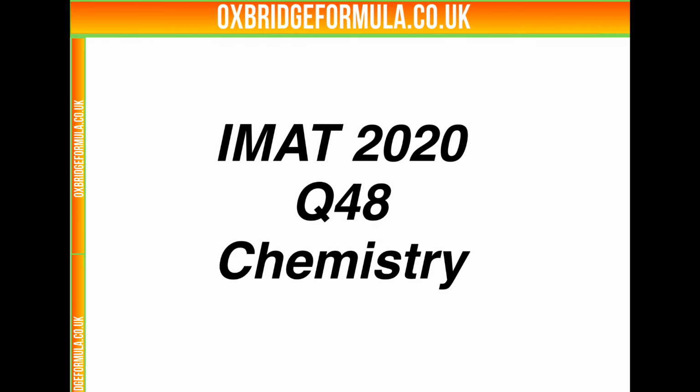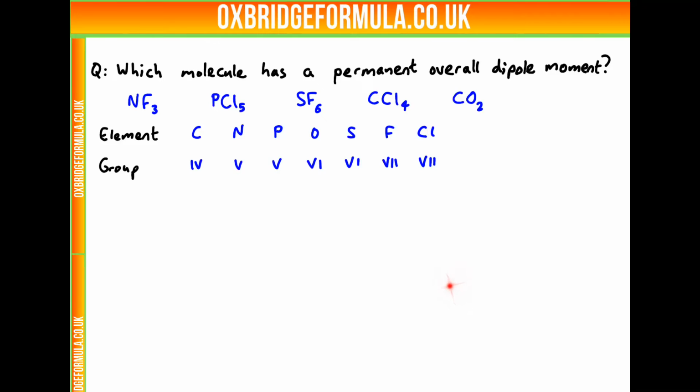This is question 48 on chemistry from the 2020 IMAT. So we're given a list of 5 different molecules and we're asked which of them has a permanent overall dipole moment. We're also told the group in the periodic table of all the elements concerned.